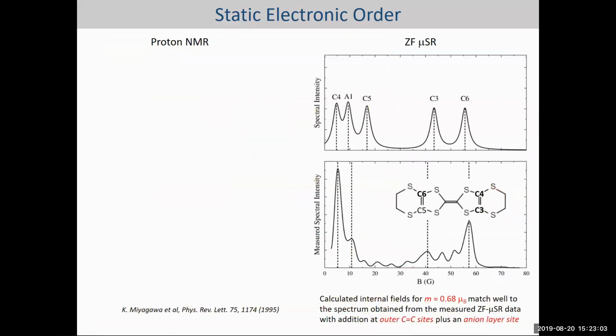So for the zero field muonium case, one can actually try and line up the calculated dipolar fields with what's actually observed experimentally. And we find that a moment of about 0.6, 0.7 Bohr magnetons gives a good match to the observed spectrum. But the addition sites in this case are not the central double bond, but the two outer double bonds, and possibly some anion layer contribution to this low fit part.